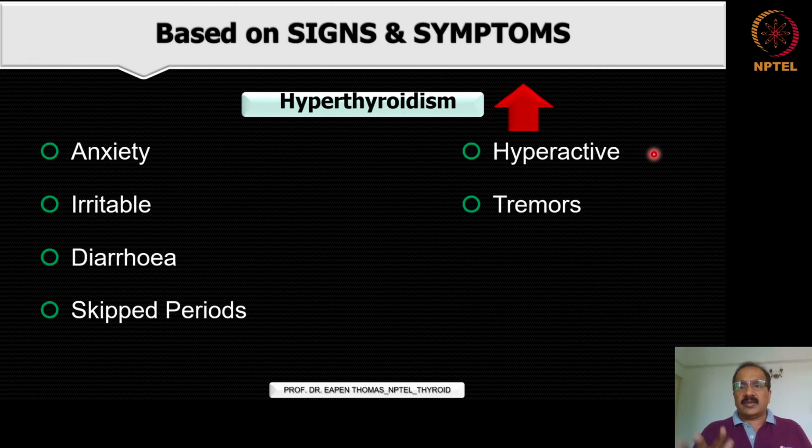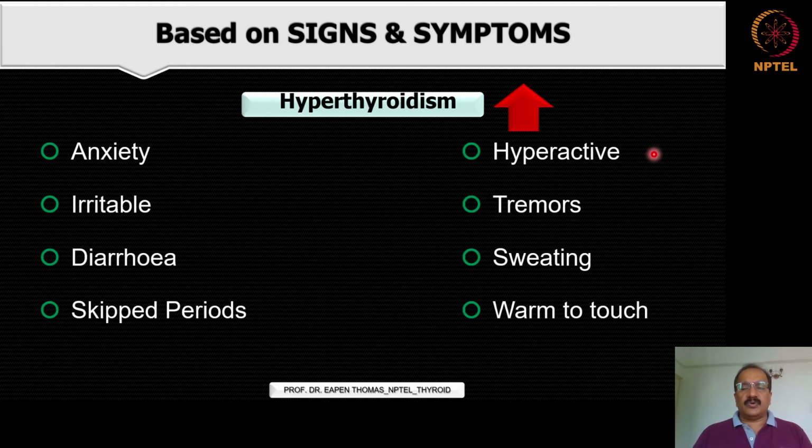Tremors, because the fine tremors happen due to excess stimulation of neurogenic substances and excess metabolic activity, and because of excitation of the peripheral nerves. And sweating, again, because of the excessive sympathetic activity associated with increased thyroid secretion. They are always warm to touch, because blood circulation is always on the high. So wherever you feel, they feel very warm to touch. Now these are the signs and symptoms of hyperthyroidism because of the excess thyroid secretions.